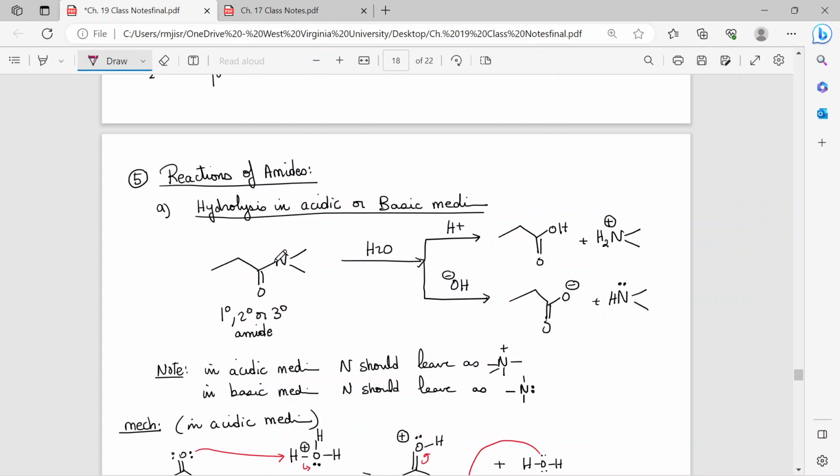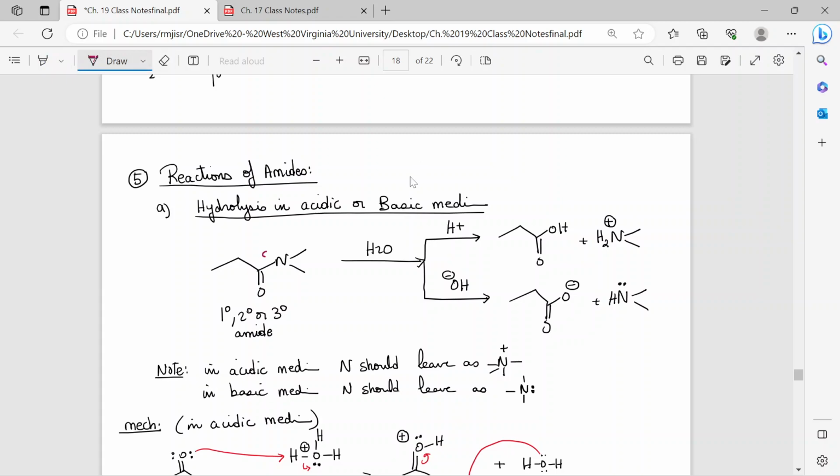If you hydrolyze amide in presence of an acidic medium, then your product is going to be a carboxylic acid. Always, whenever you are adding water to the derivative of the carboxylic acid, your product will be a carboxylic acid. However, you need to follow the medium that you are working with. So, if your medium is acidic, then your product is going to be an acid. If your medium is basic, then your product is going to be the base of the acid.